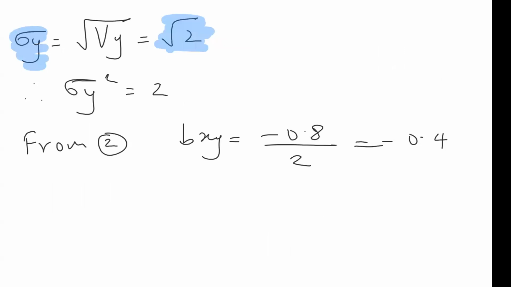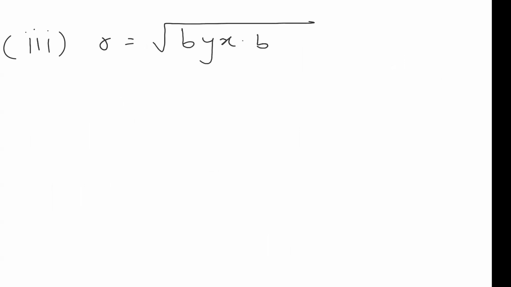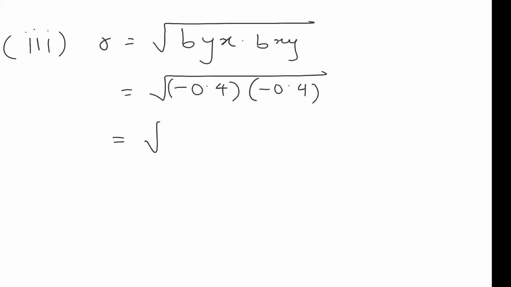Okay, so in our problem, what we'll do is we'll go ahead with the calculation of r, which is the third part of the problem. R is equal to root of byx into bxy, which is minus 0.4 into minus 0.4. Okay, so this will be 4 upon 10 into 4 upon 10, because see, minus into minus is plus, and 0.4 is written as 4 upon 10.